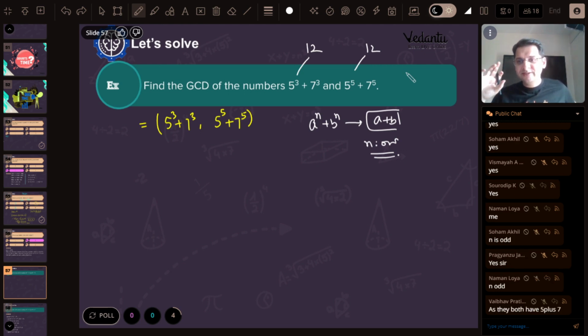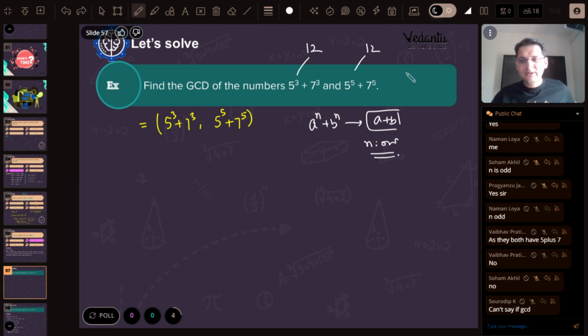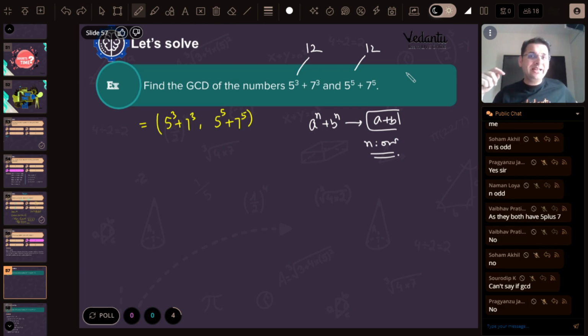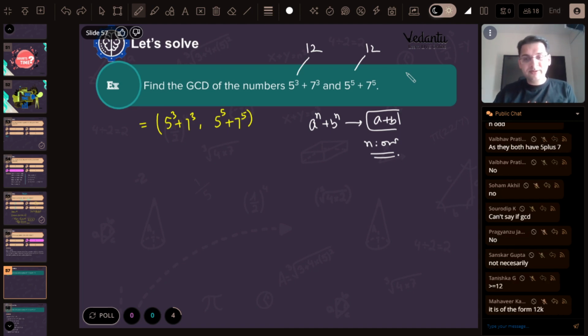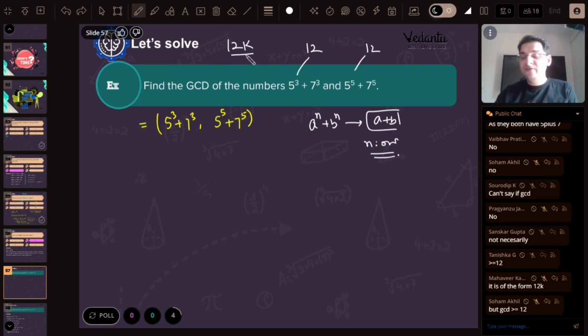My question is, if both are multiples of 12, does that mean that the GCD is 12? Yes or no? No. So basically, both the numbers are divisible by 12, but is their greatest common divisor 12? We don't know. It can be 12 or more. So GCD of this is of the form 12K. It can be 12, 24, 36, 48, whatever. So I cannot be sure about 12. I know that both of the numbers are divisible by 12, but will the GCD be 12? I don't know. So how do I proceed?